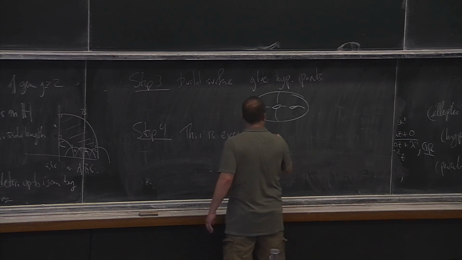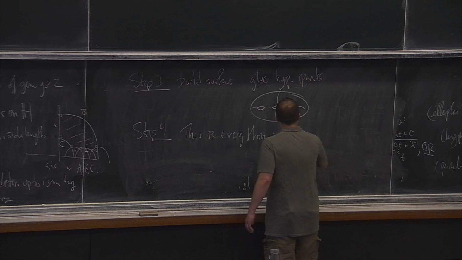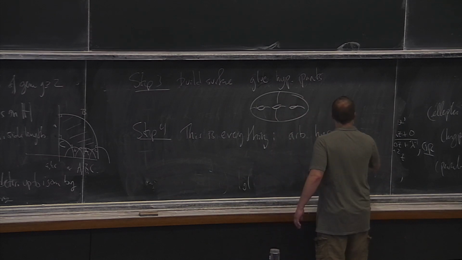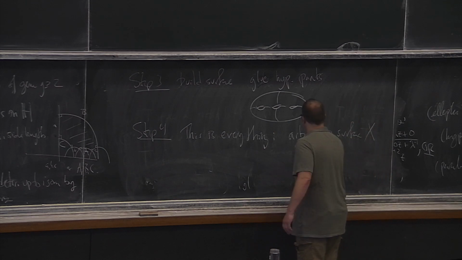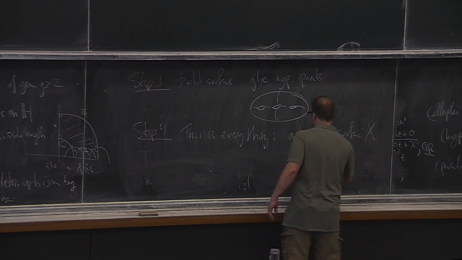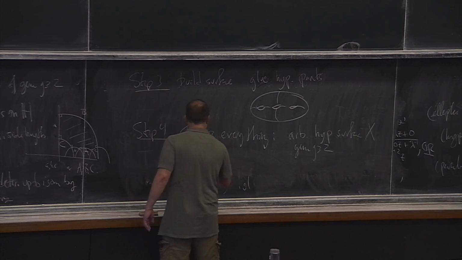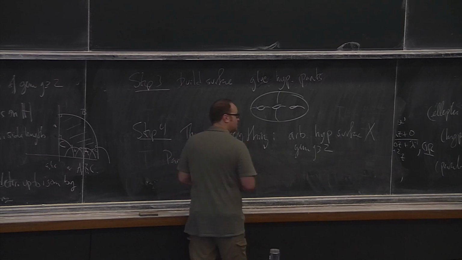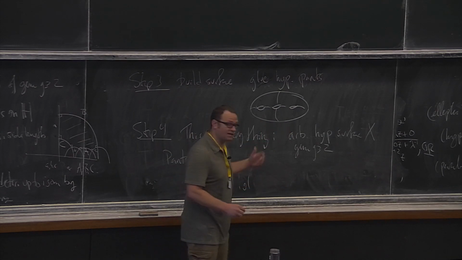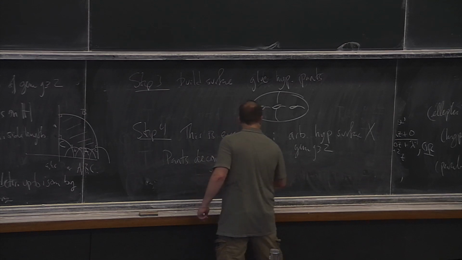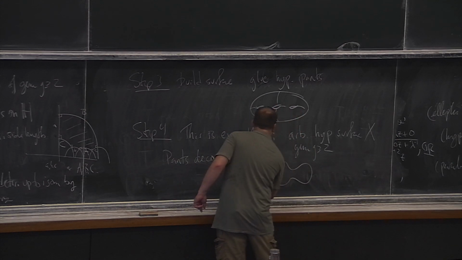So why is it everything? Take an arbitrary hyperbolic surface X, let's say genus g, at least 2. Take a pants decomposition of curves. So I just mean a collection of curves that cut the surface up topologically into pants like that. Pants decomposition of X. So again, here's my surface.